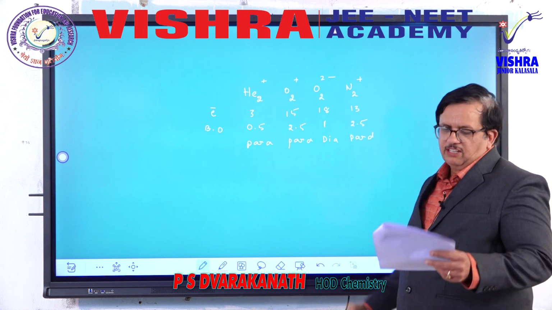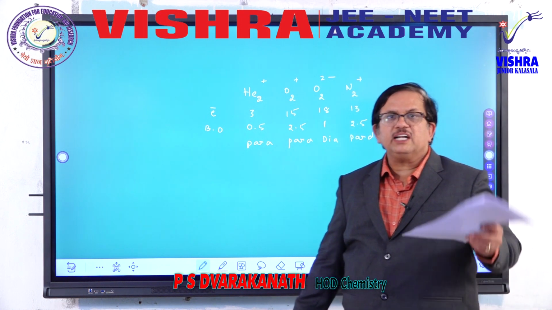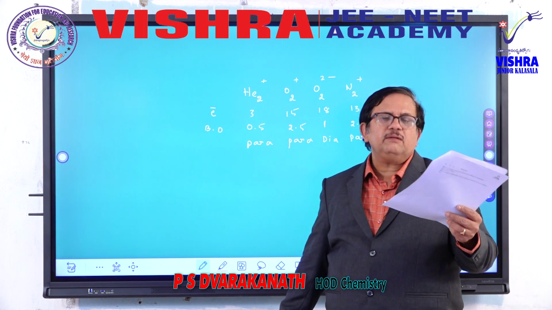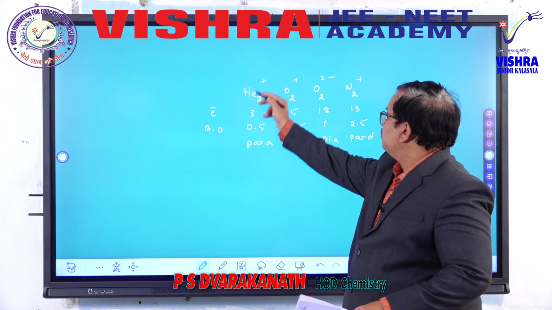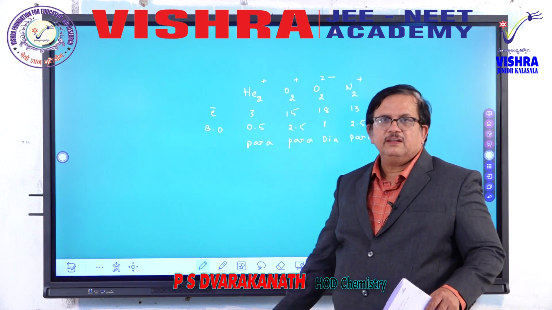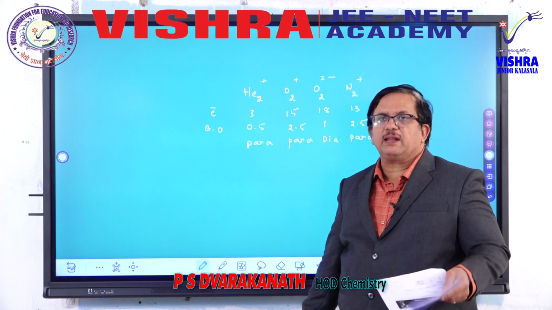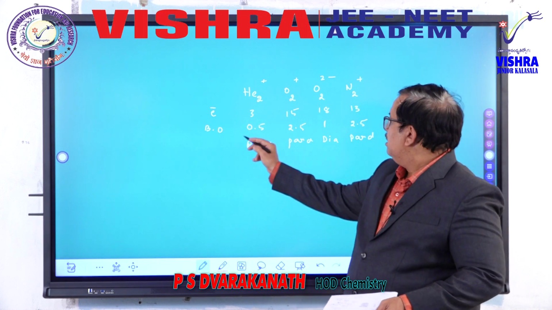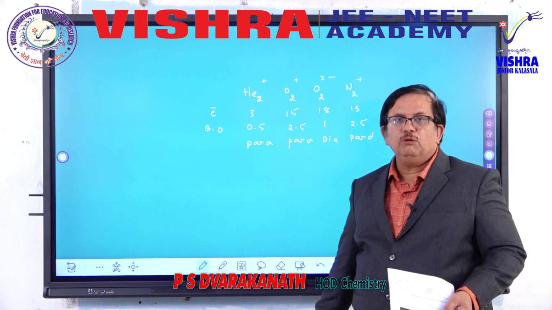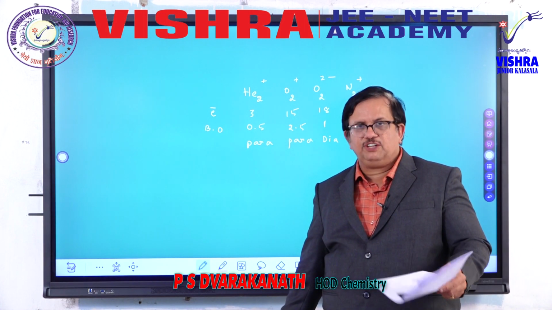But here, what is the question? The bond order is 1 and paramagnetic. There is no species here which possesses bond order 1 and is paramagnetic. Therefore, that is 0. If it is an integer question, it is 0.